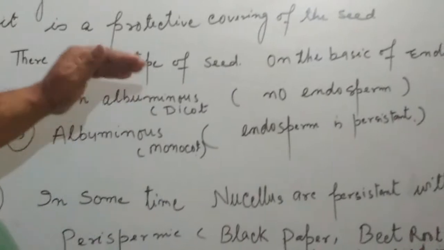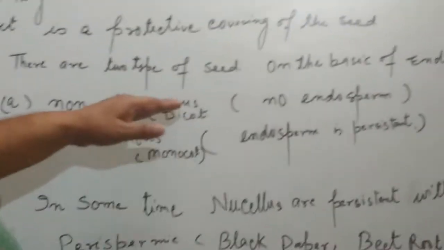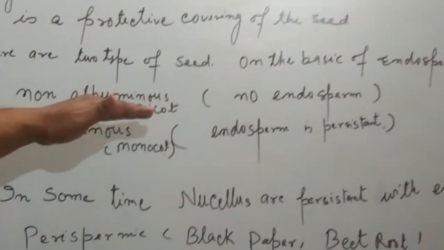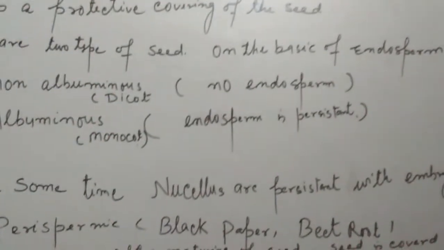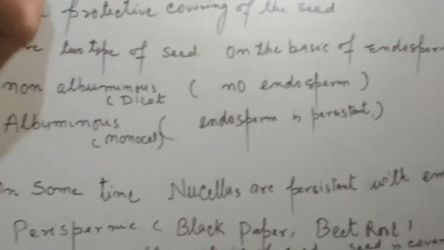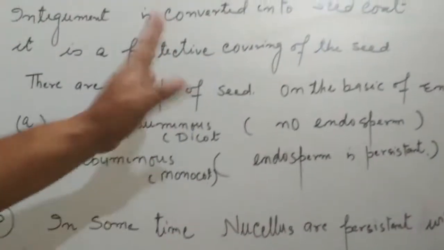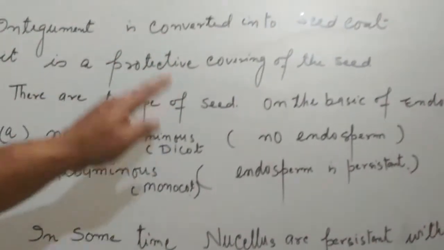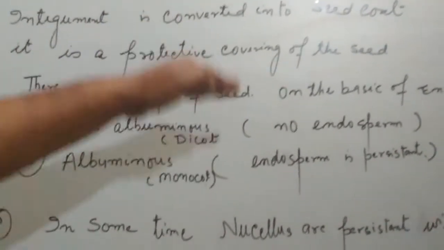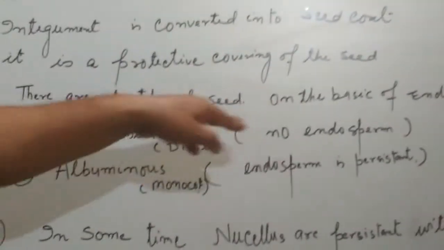So dicot. In the dicot embryo, nourishment is taken from the cotyledon, because the cotyledon has richer food material, and the richer food material has to be provided to the developing embryo in case of dicot. So the endosperm is totally utilized.